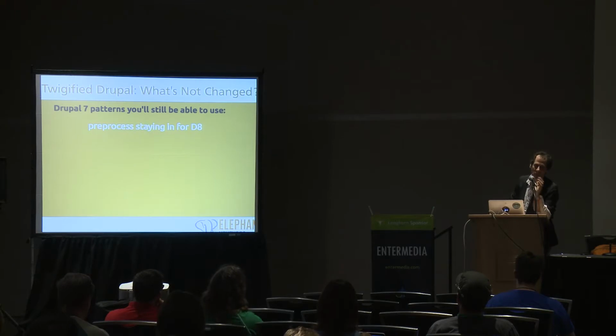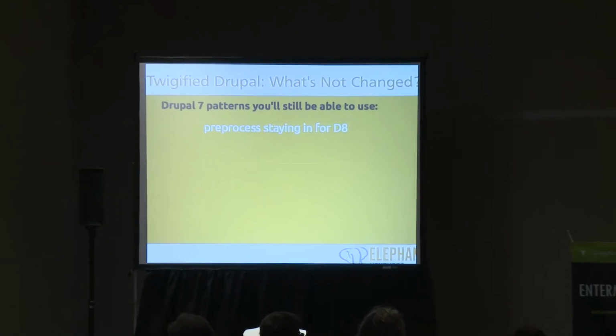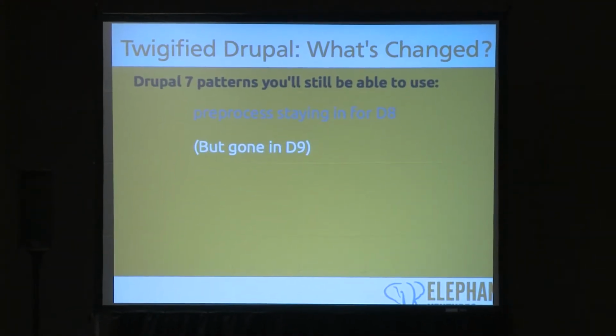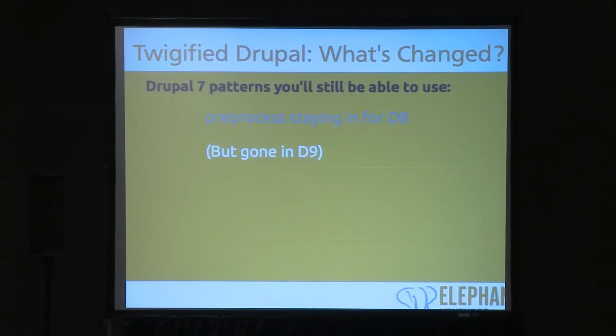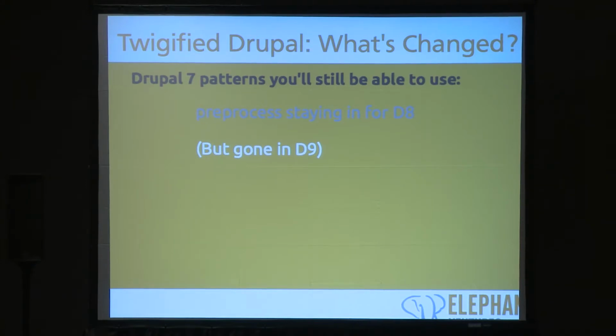So the preprocess functions, if you absolutely need to alter something in the theme layer, you can do it in a preprocess function, at least until Drupal 9, when we're actually going to kill that, because that's just in there still because we weren't able to take it out. It's not like we didn't want to.